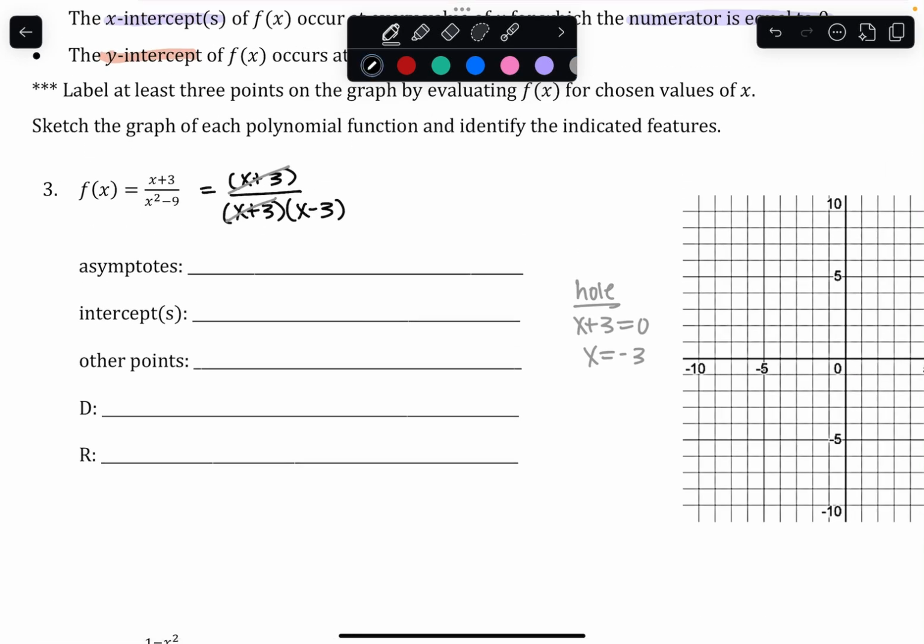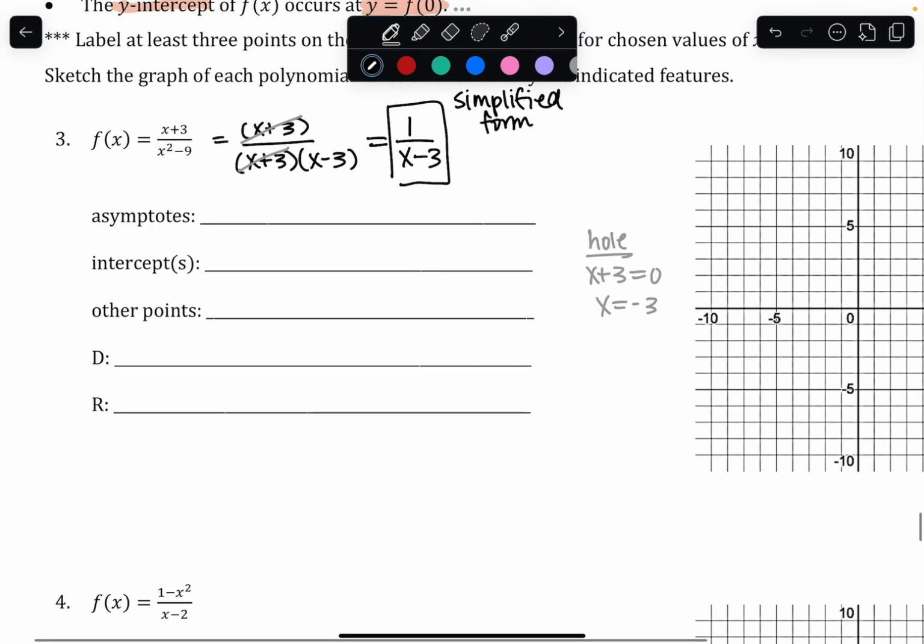And so we have to go back to the simplified form. There's nothing left on top, so 1 is a placeholder, and then we only have x minus 3 on bottom. We have to use the simplified form for the rest of our attributes. Okay, and to find the y value of the hole, we have to plug in negative 3 into that function. So x is now negative 3, and we still have the minus 3. And so the y value is negative 1/6. You write the hole as an ordered pair: negative 3, negative 1/6.